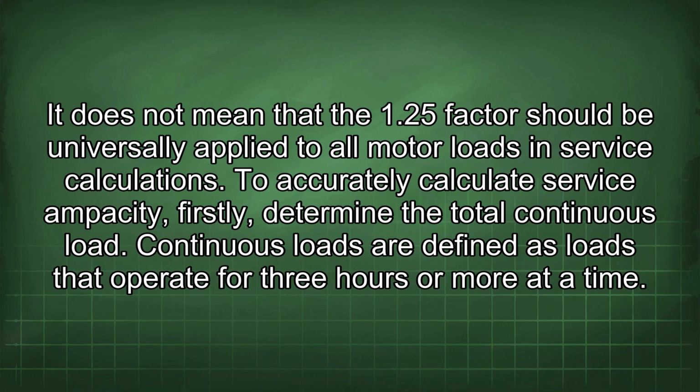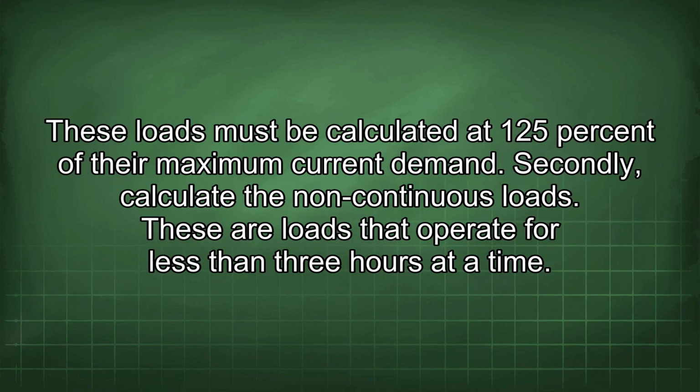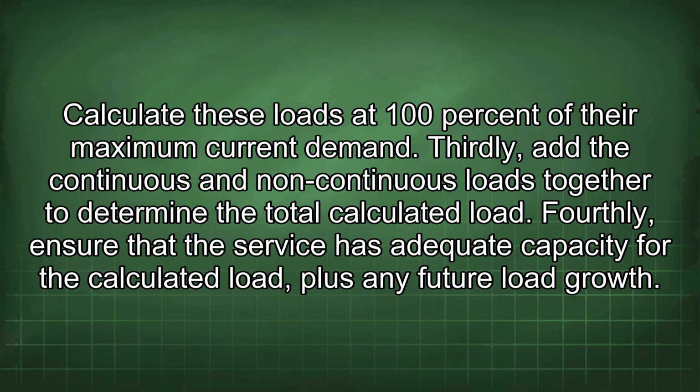To accurately calculate service ampacity, firstly determine the total continuous load. Continuous loads are defined as loads that operate for 3 hours or more at a time. These loads must be calculated at 125% of their maximum current demand. Secondly, calculate the non-continuous loads. These are loads that operate for less than 3 hours at a time. Calculate these loads at 100% of their maximum current demand.